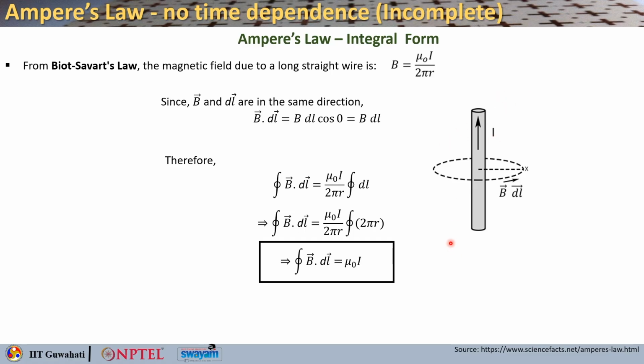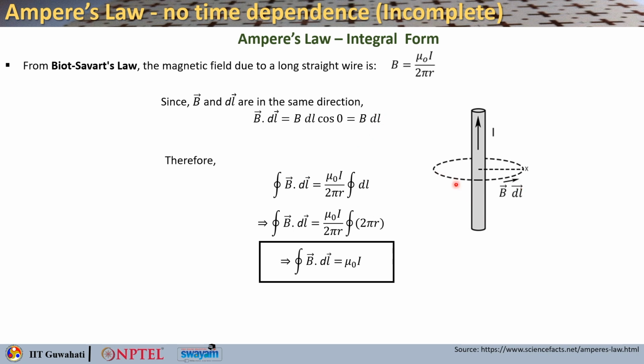Okay. Now, since you know B and dl in this particular case, dl is basically the circulating current loop, the distance along which the magnetic field lines are circulating. So, you can take B and dl in the same direction. So, you can write B dot dl equals B dl cos 0. Ideally it is theta, but then they both are in the same direction, so you can take theta equals 0. That gives you B dl.